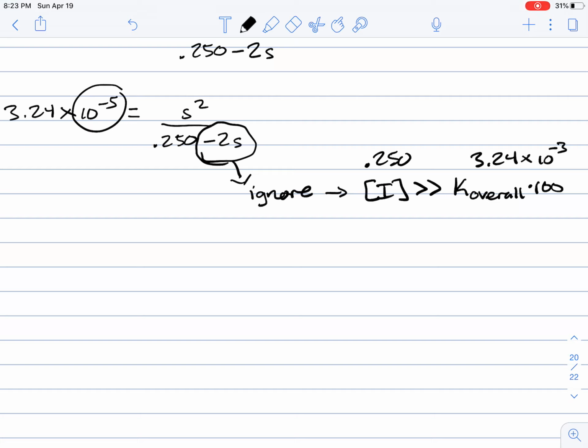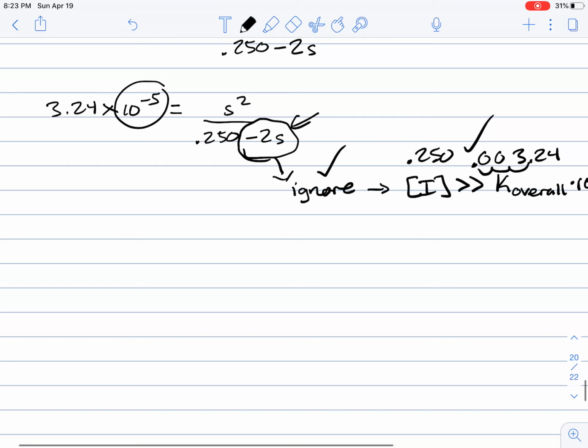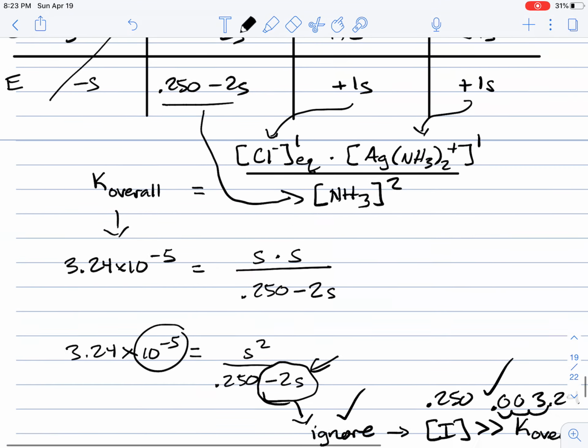Okay. And so if you guys want to compare those values, I'm simply going to move that decimal 1, 2, 3 places to the left, just to give it some perspective. And so if you look, 0.250 is far, far greater than 0.00324. So since that statement is true, then that means I can ignore the item that's in the denominator.